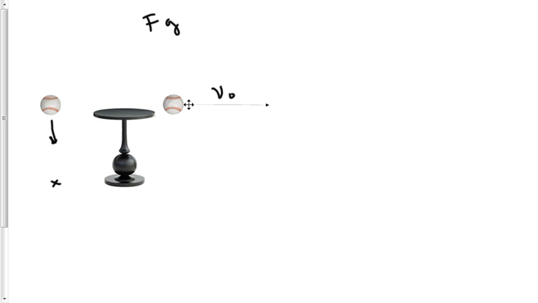But this one, of course, will do some kind of a parabolic arc. It'll eventually reach the ground at the same time that this one reaches the ground, but it will be some distance in the x direction away because it has this velocity in the x direction.